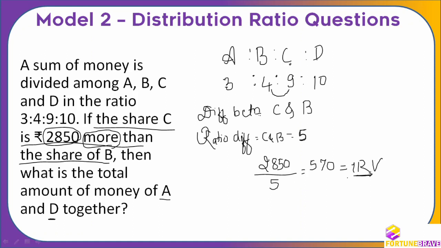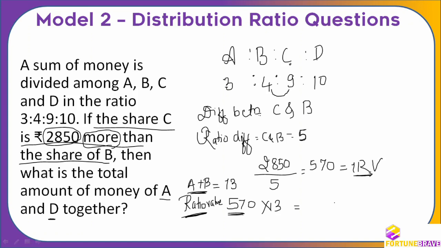So 1 ratio value. Then what is the total amount of money of A and D together? So they are asking, 1 RV is 570 and they are asking what? A and D. A plus D. They are asking the total amount of money. So the ratio value of A plus D I am going to take. I am going to take this 1 RV and multiply with the ratio value of A plus D. What is the ratio value of A plus D? It is 13. 10 plus 3. So into 13.